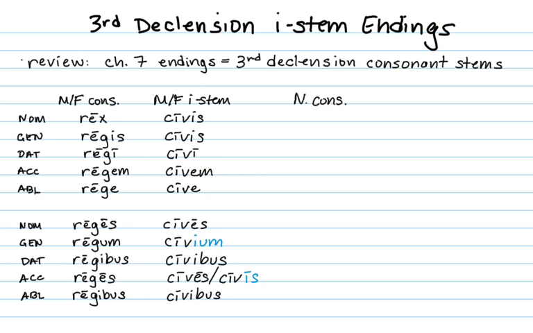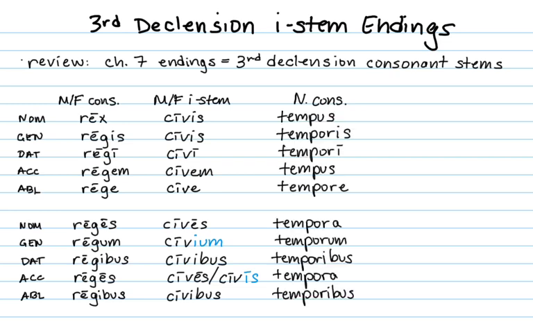In the neuter, let's review a consonant stem learned in Chapter 7. So tempus, temporis, tempori, tempus, tempore, tempora, temporum, temporibus, tempora, and temporibus. The new endings have a few more differences than the masculine and feminine.